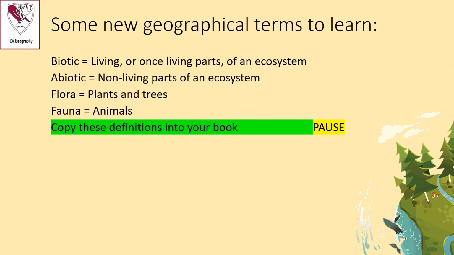You're going to need to learn some new geographical terms throughout this topic, and I'd like you to take a moment to pause and write these 4 things down in your book. We have biotic, meaning living or once living parts of an ecosystem. Abiotic, the non-living parts of an ecosystem. Flora and fauna. Plants and trees are flora, animals are fauna. Pause and write those things down.